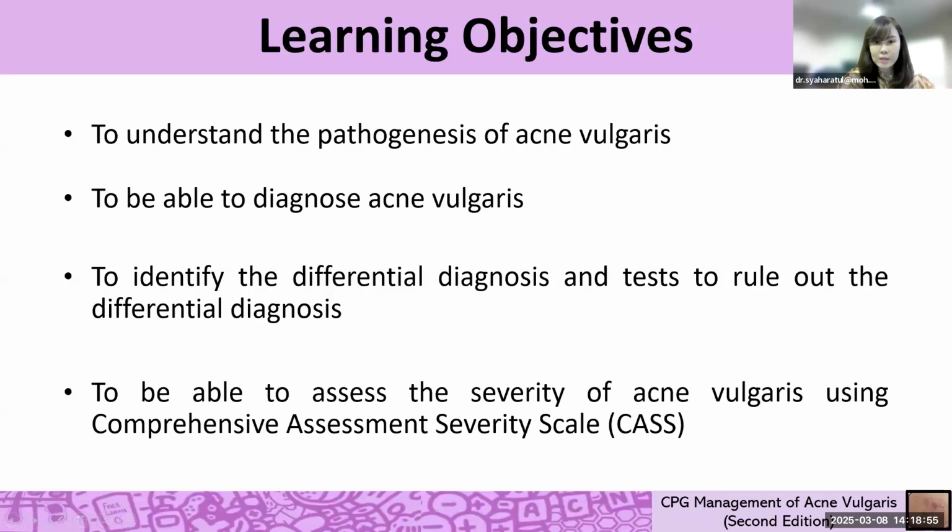So these are the learning objectives of this module. This module aims to help everyone understand the pathogenesis of acne vulgaris, and it also helps everyone to be able to diagnose acne vulgaris confidently. It helps to identify the differential diagnosis and the tests that may be done in order to rule out the differential diagnosis that may be associated in acne vulgaris patients. And lastly, I will be talking about CAS, which is the Comprehensive Assessment Severity Scale, in the assessment of severity of acne vulgaris in patients.